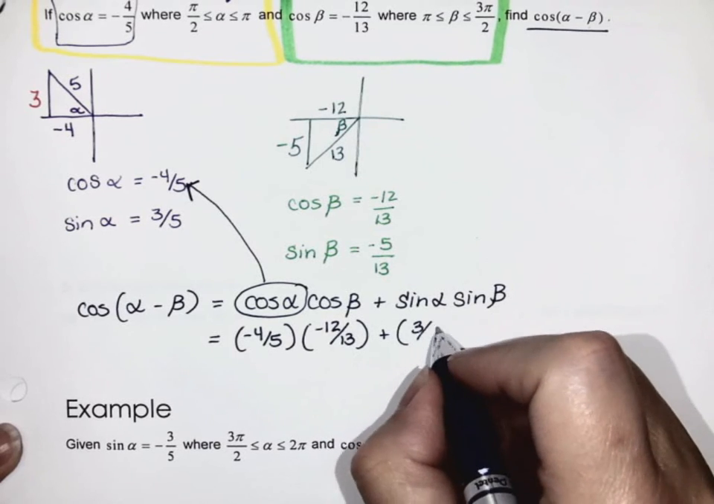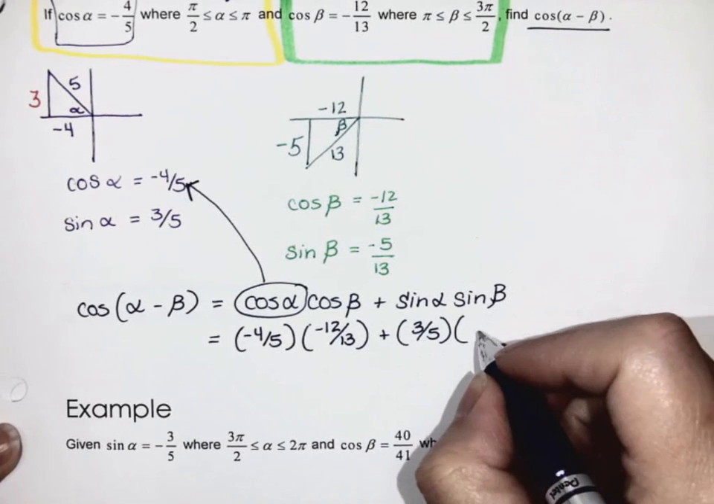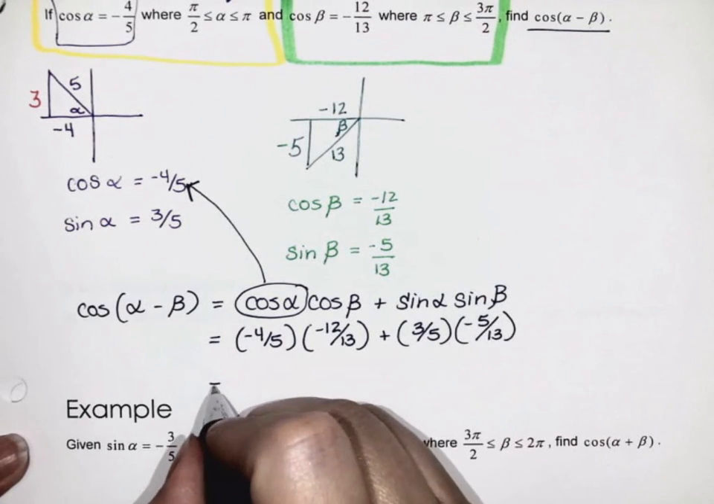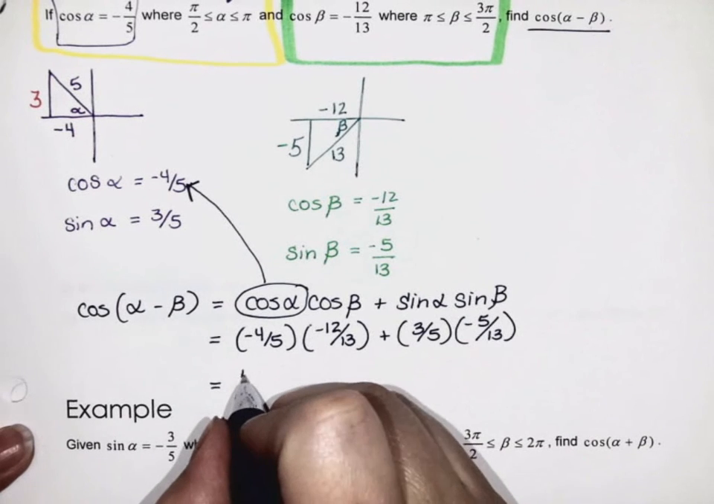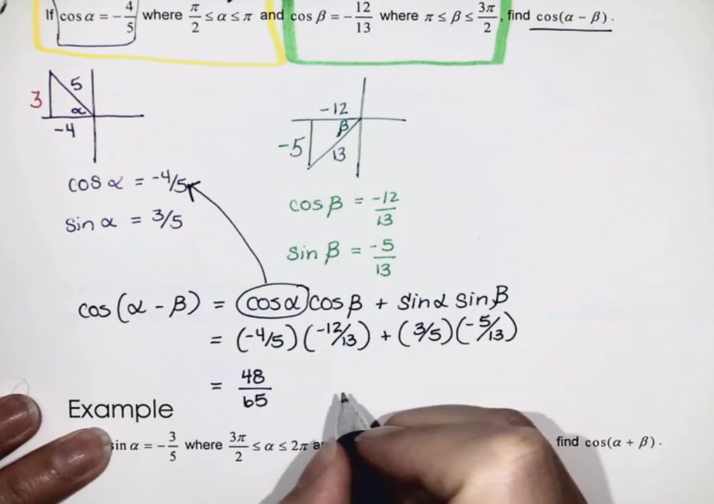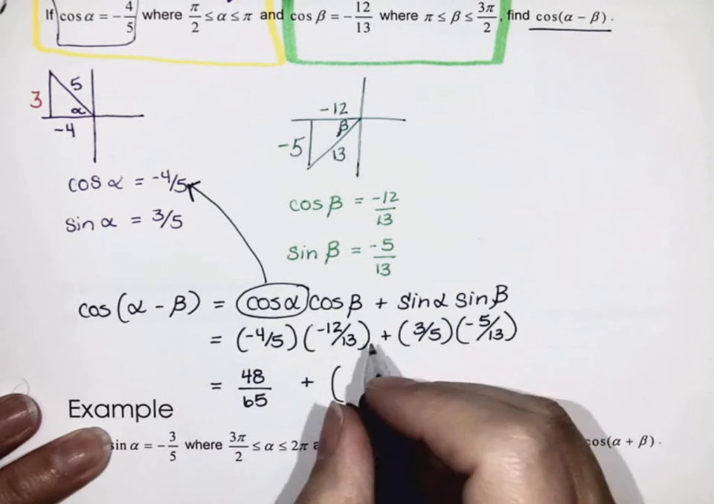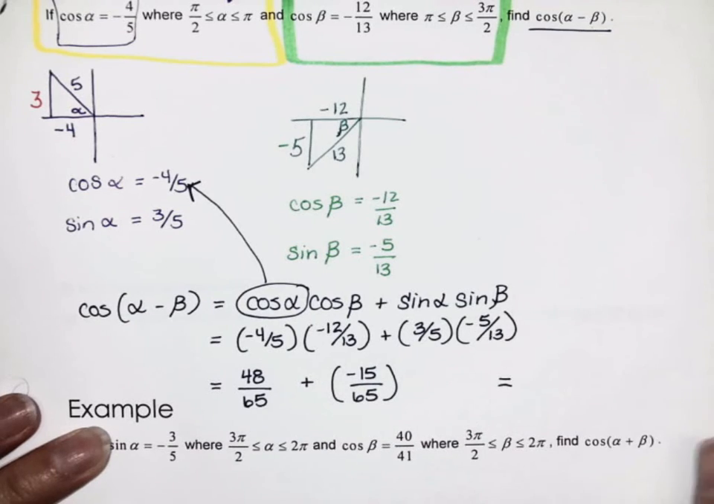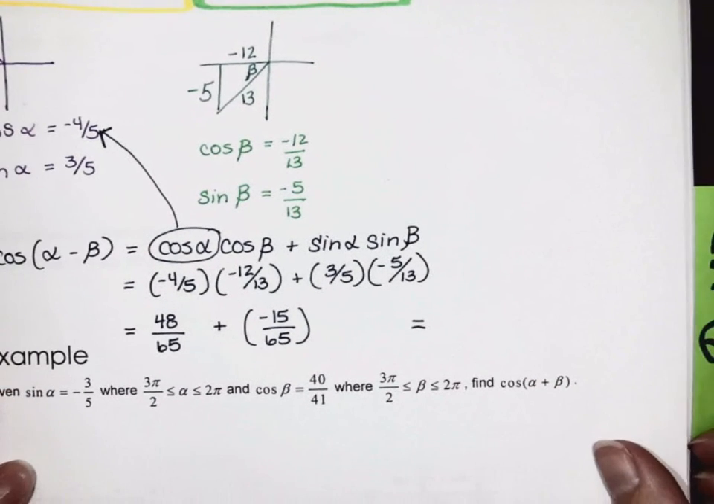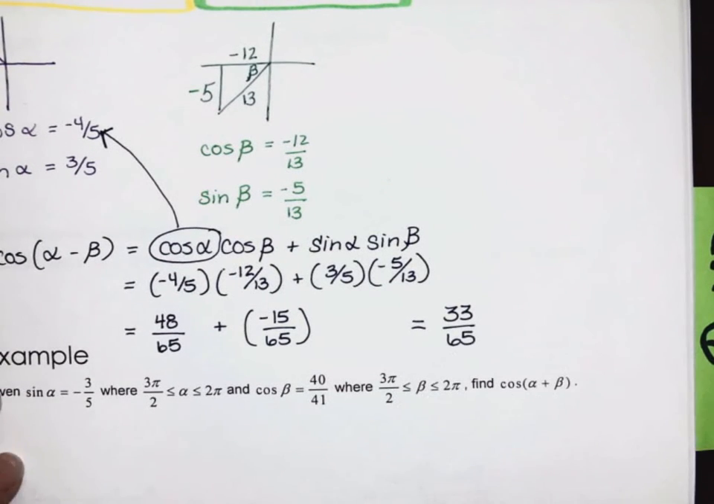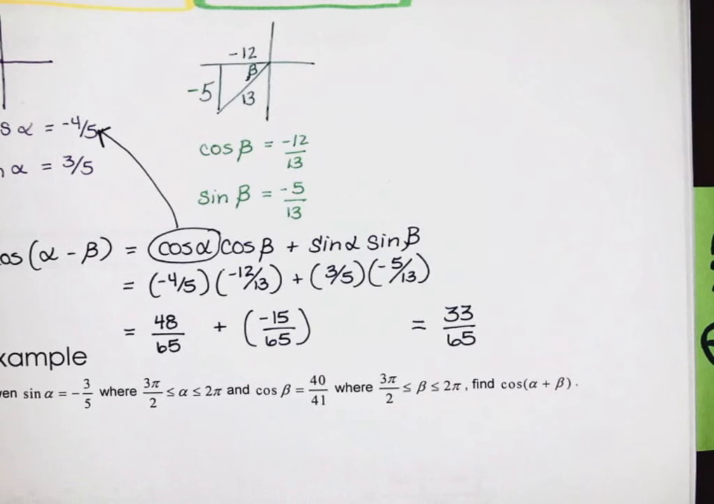Sine alpha, 3 over 5, sine beta, 13. Okay, I got the numerators. 48. What's 5 times 13? 65, good job. And then negative 15, also over 65. So my answer is going to be 33 over 65.